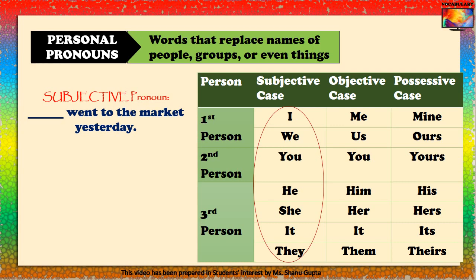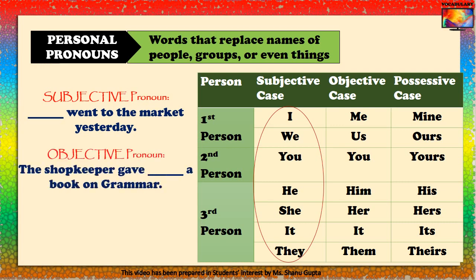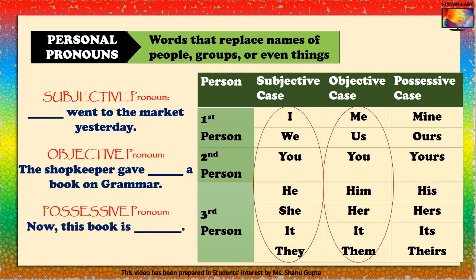Now consider this sentence. The shopkeeper gave Dash a book on grammar. We would use the shopkeeper gave me, the shopkeeper gave us, the shopkeeper gave him a book on grammar. Since these pronouns function as objects, they are said to be in objective case. Sometimes, pronouns may denote a possession or belonging, as in the sentence, now this book is mine or yours or hers. Such pronouns are said to be in possessive case.